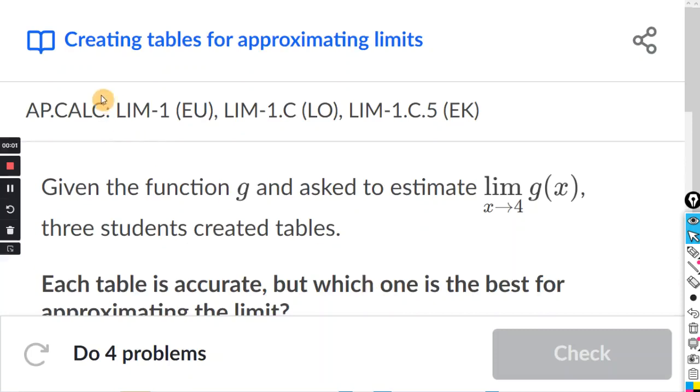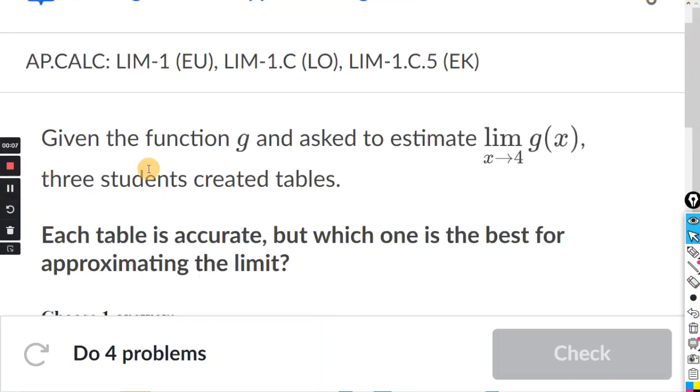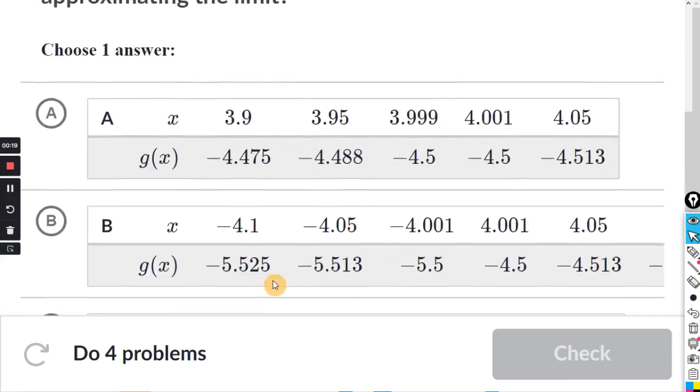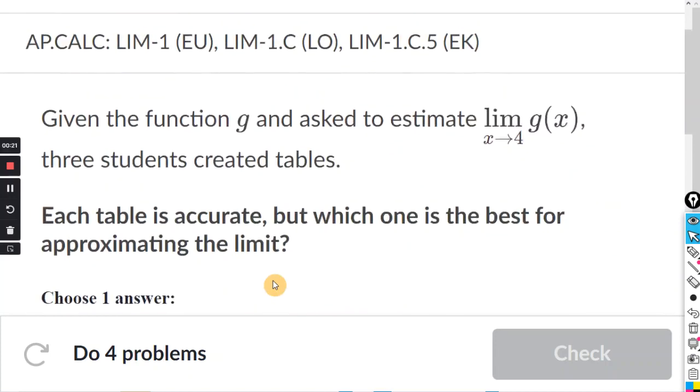This will be for the exercise on creating tables for approximating limits. Given the function g and asked to estimate the limit as x approaches 4 of g of x, 3 students created tables. Each table is accurate, but which one is the best for approximating the limit? Okay, so there's 3 choices.